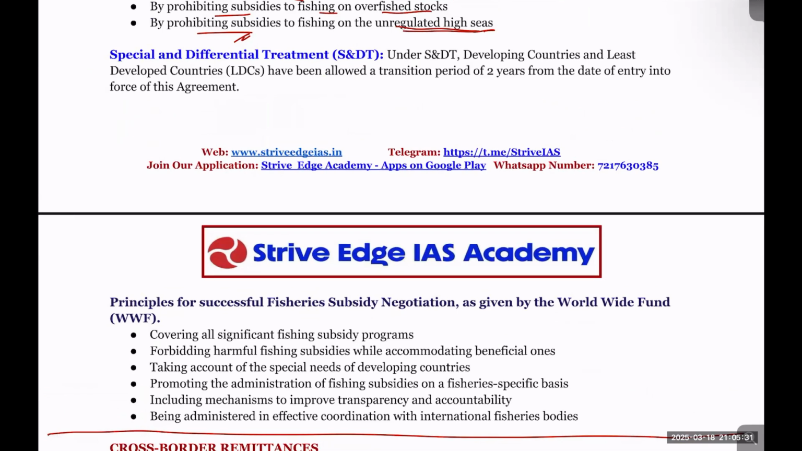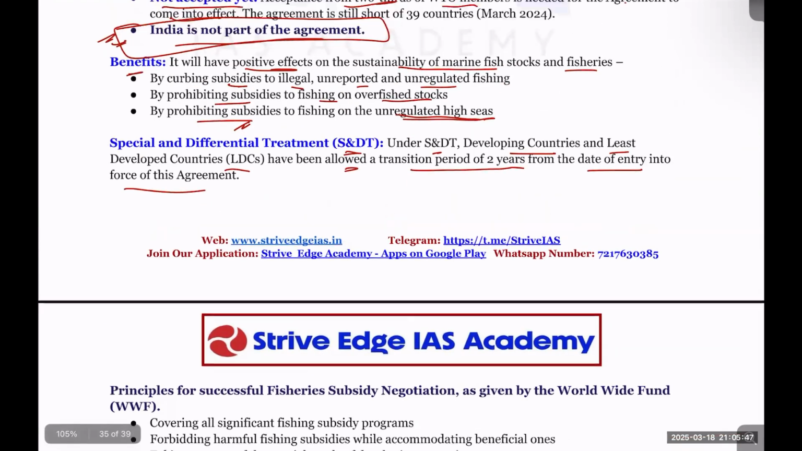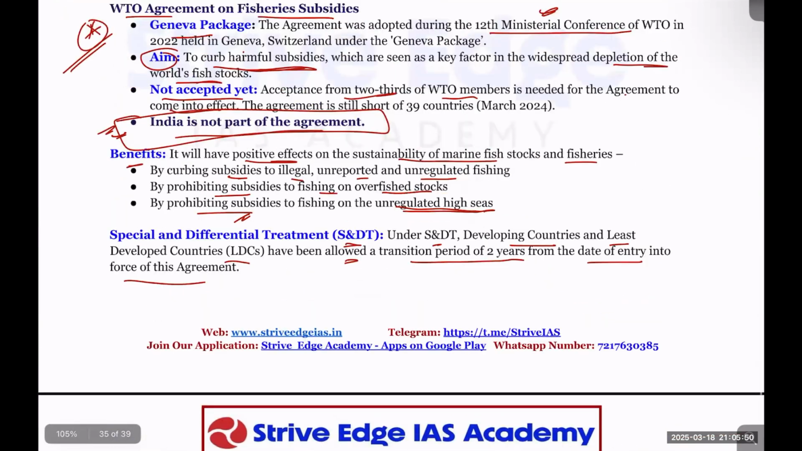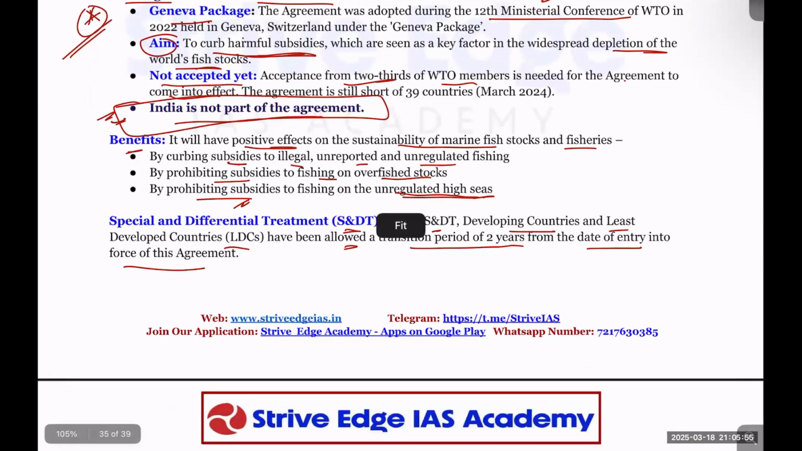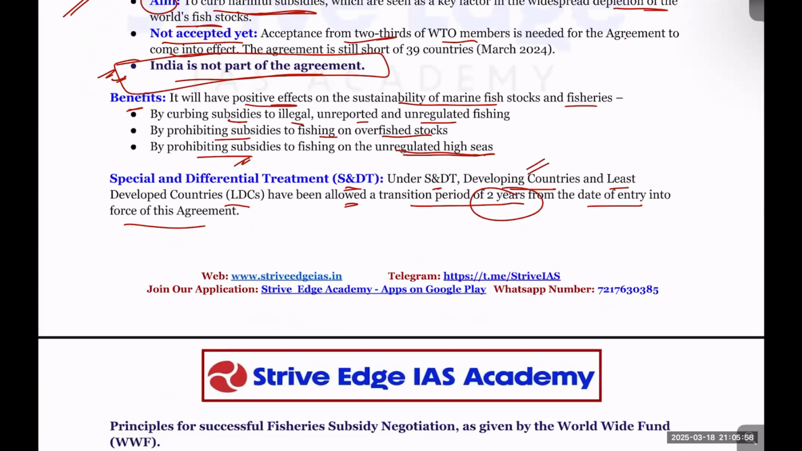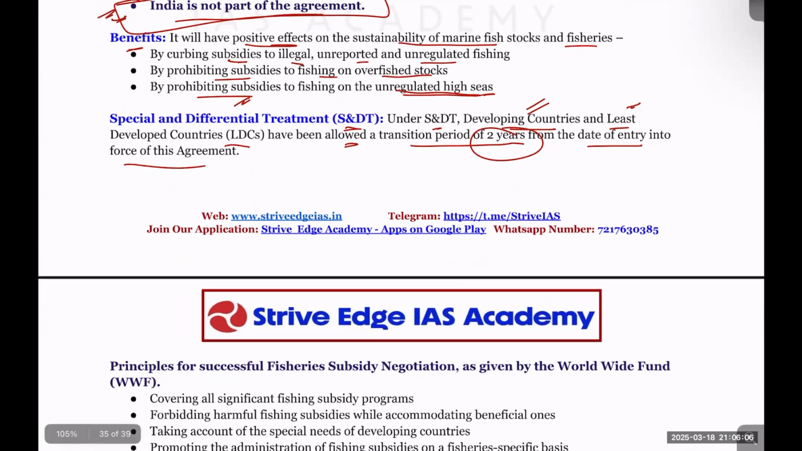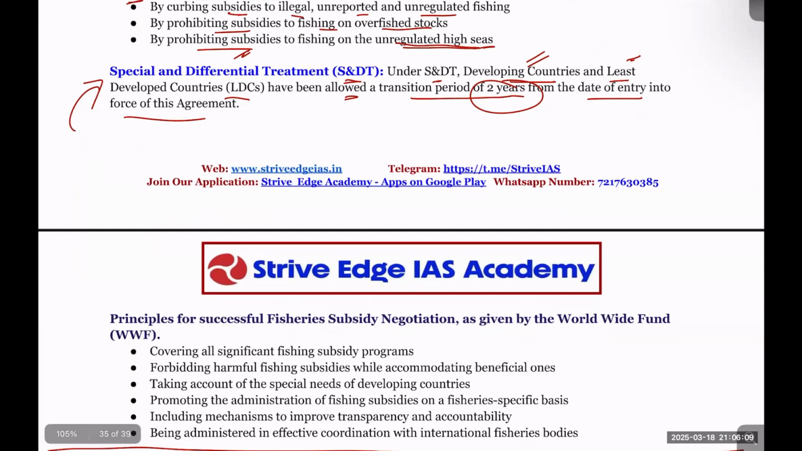So, special and differential treatment, SNDT. Under special and differential treatment, developing countries and least developed countries have been allowed a transition period of 2 years from the date of entry into force of this agreement. So, this agreement, that is the agreement on fisheries subsidies, reducing the subsidies to the fisheries sector. For this agreement to take effect, 2 years have been given to the developing countries as well as least developed countries, so that they can implement it at a later time. Okay, so this is called special and differential treatment, right?